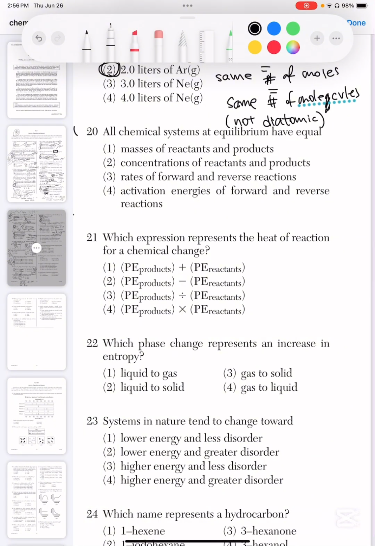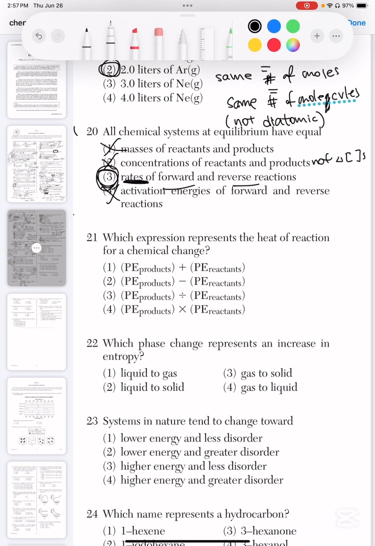Then all chemical systems at equilibrium have, that's not true, not necessarily equal, but not changing concentrations. Rates, yup. Rates of forward and reverse reactions. Activation energies, that just doesn't make sense. Okay.